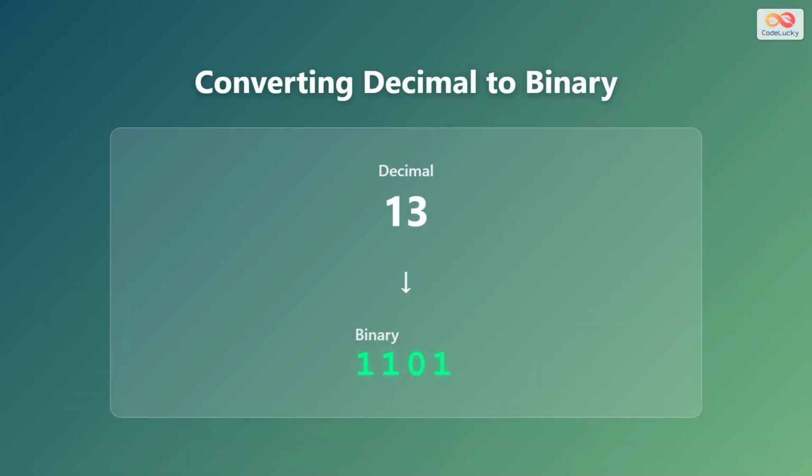Let's see how we convert a decimal number to binary. Take the decimal number 13. When we convert it to binary, we get 1101. This binary representation tells us which powers of 2 add up to 13. The rightmost 1 represents 2 to the power 0, which is 1. The next 0 represents 2 to the power 1, which we don't include. The 1 after that represents 2 to the power 2, which is 4. And the leftmost 1 represents 2 to the power 3, which is 8. Adding these together, 8 plus 4 plus 1 equals 13.